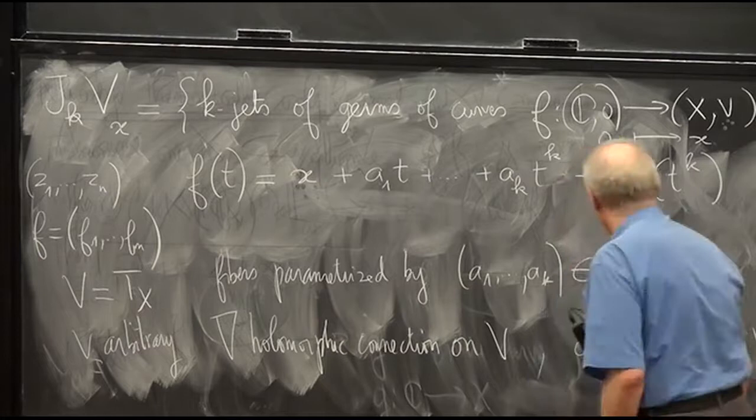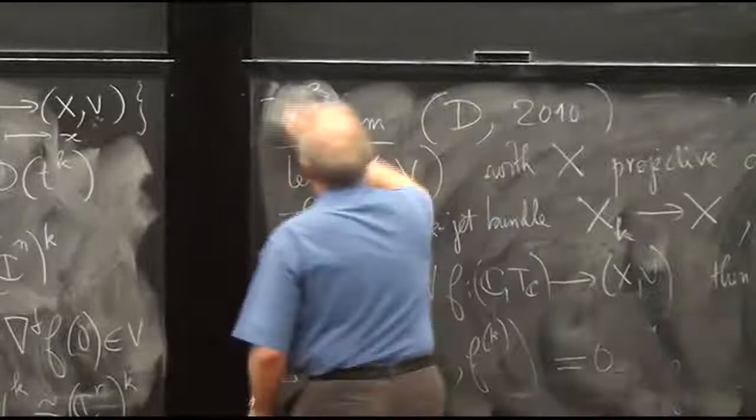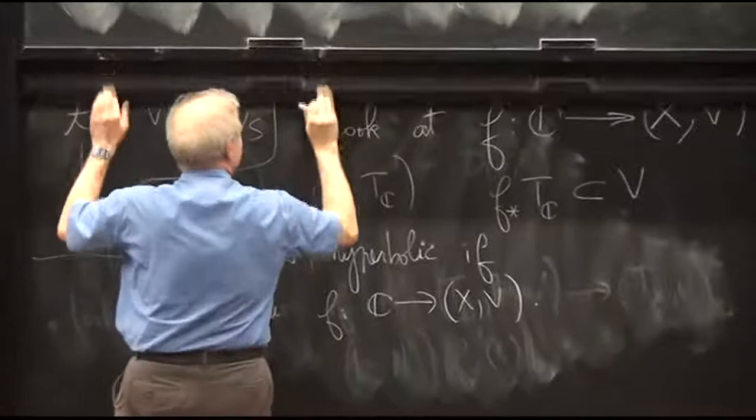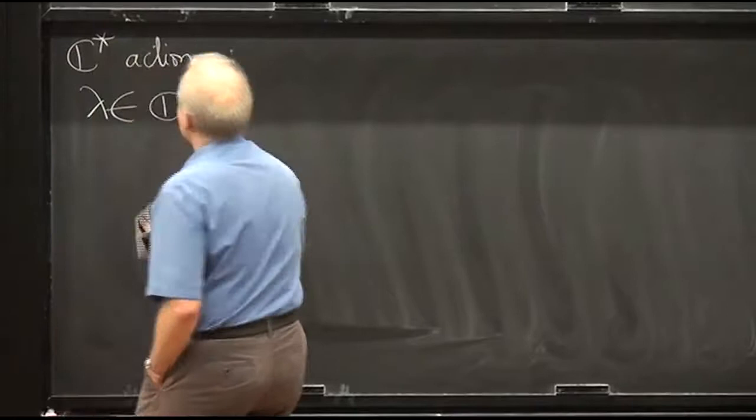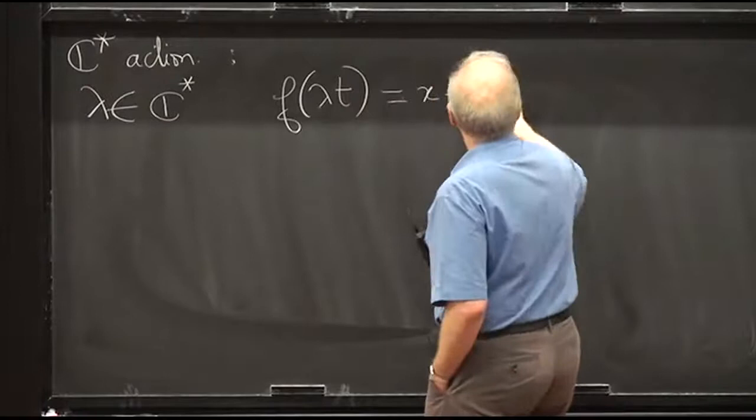So it's isomorphic to C^(rk). So again, the fibers are affine spaces, but without a given affine structure. And then you have a C star action here, which is very important. Take an element lambda in C star, and then you reparametrize your curve by changing the parameter to be lambda t. Therefore, of course, it is x plus lambda a1 t plus lambda to the k ak t^k.